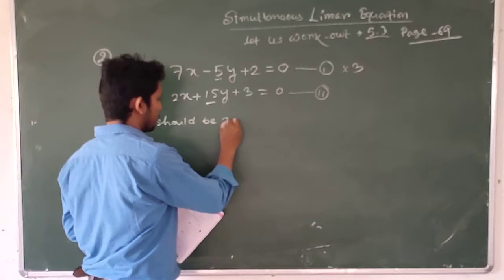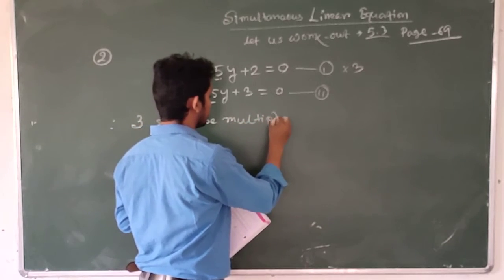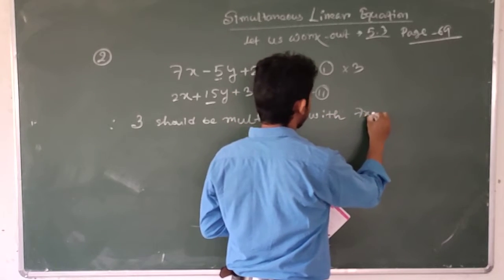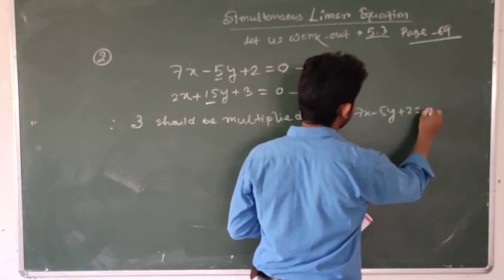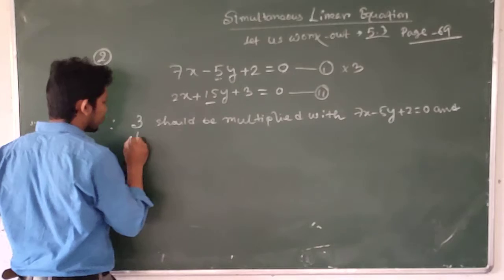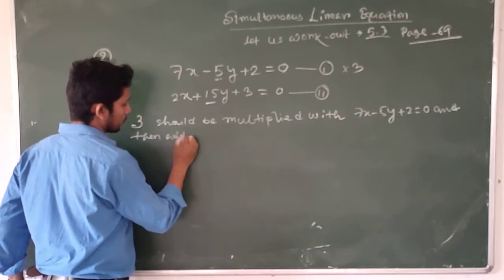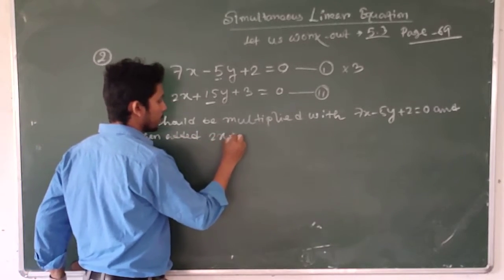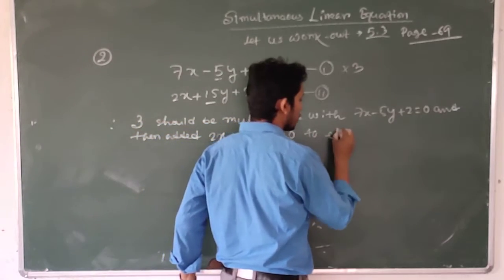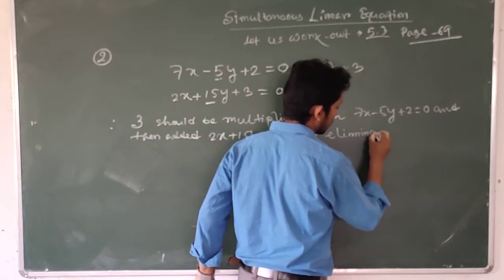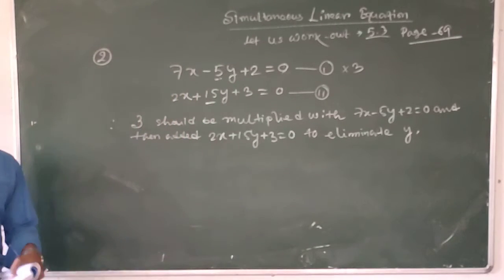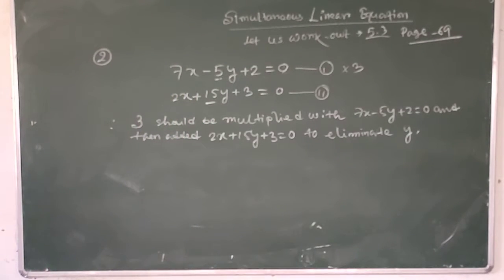therefore 3 should be multiplied with 7x minus 5y plus 2 equals 0, and then added to 2x plus 15y plus 3 equals 0 to eliminate y. Understood? Now read question number 3.